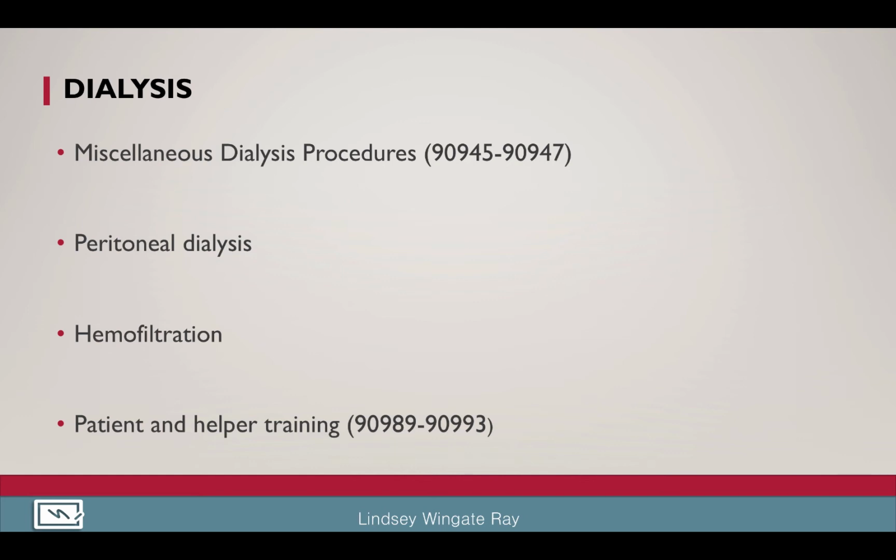There are 2 codes for reporting dialysis training for the patient and also for helper dialysis training. Code 90989 reports complete training. Incomplete training is reported with 90993 for each training section. Training can take several weeks.